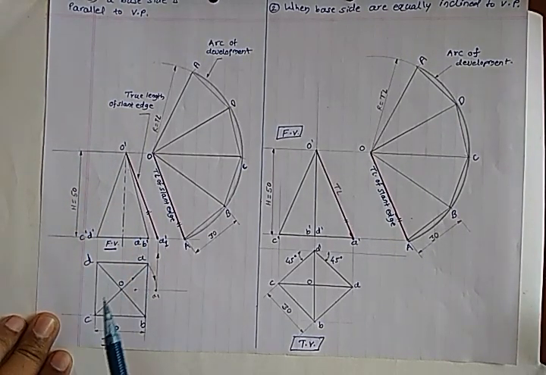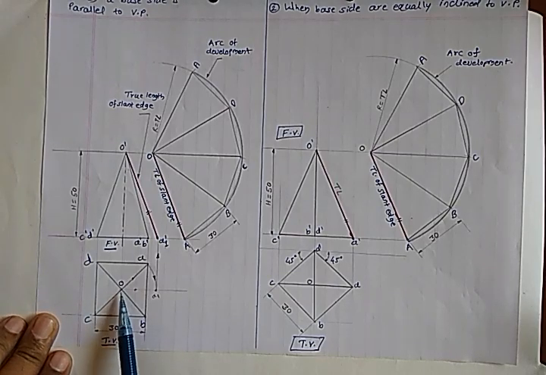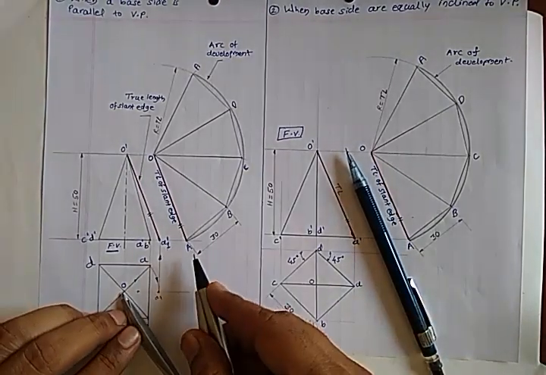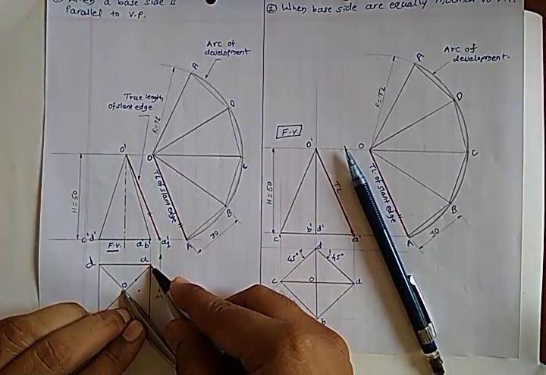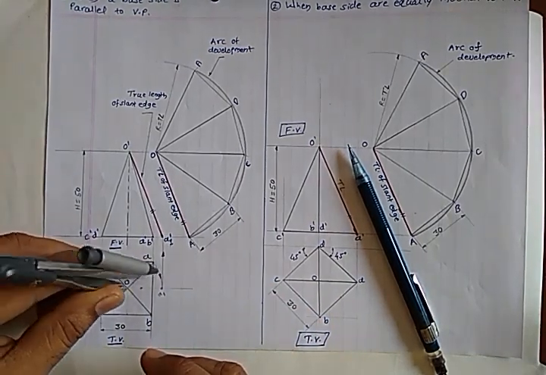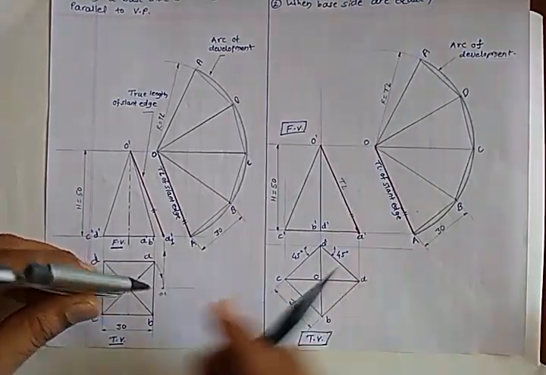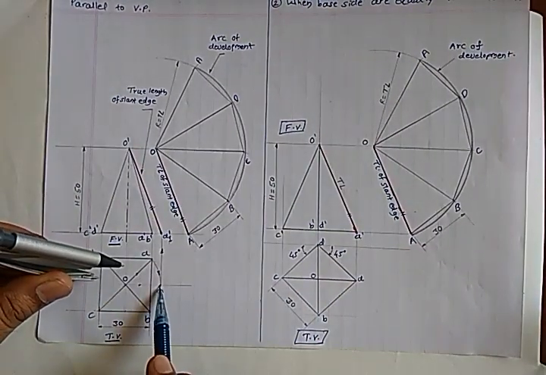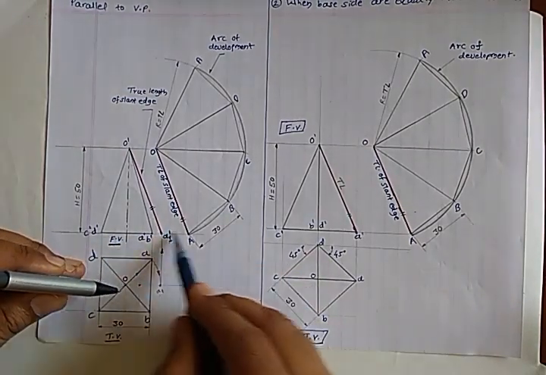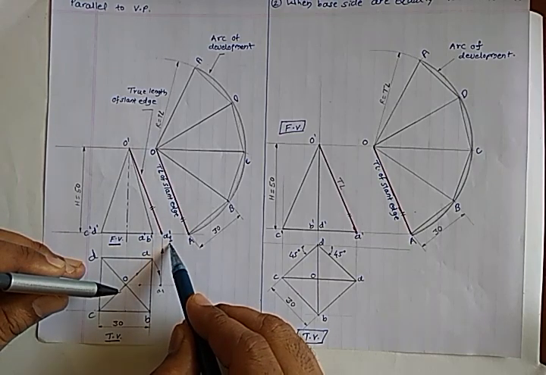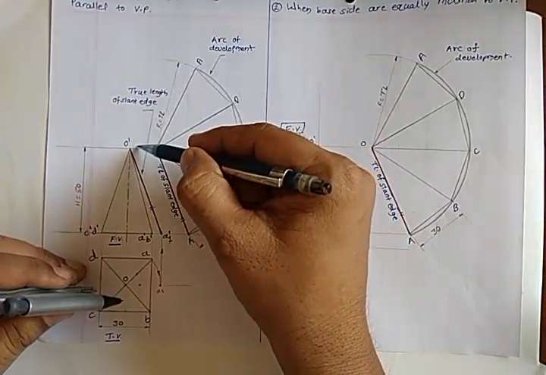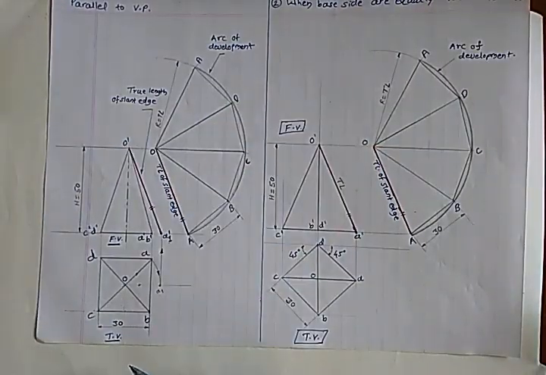To find the true length, we draw one horizontal line from point O in the top view. Then we take OA in the top view as a radius, with O as the center, and draw this arc. This arc intersects the horizontal line passing through point O at A1. Transfer this point A1 to the front view. It intersects the base here, giving the new point A1 dash. Join A1 dash with O dash. This is the exact true length.